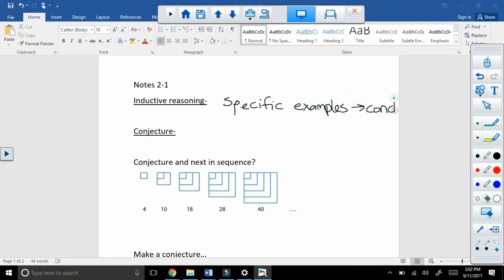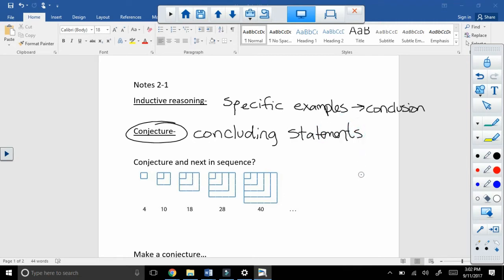And that conclusion will be like our rule, or our conclusion, I guess, is what you would say. That concluding statement is called a conjecture. And the words in the book will ask you to write a conjecture for different examples. And I'm sure you guys have done this before.